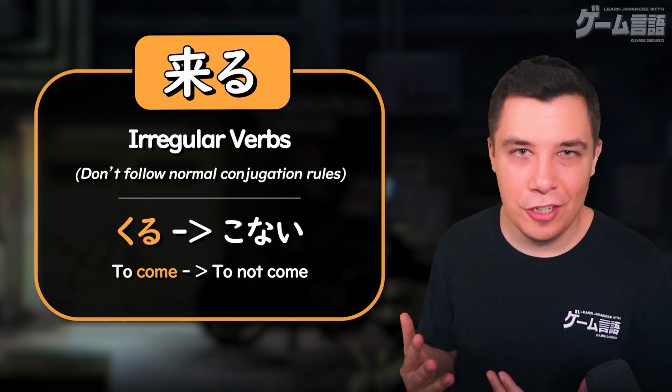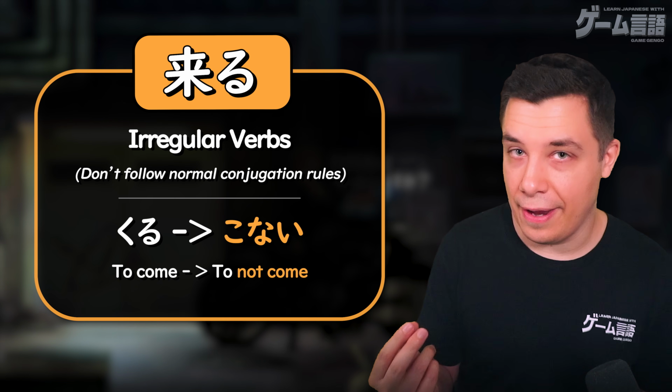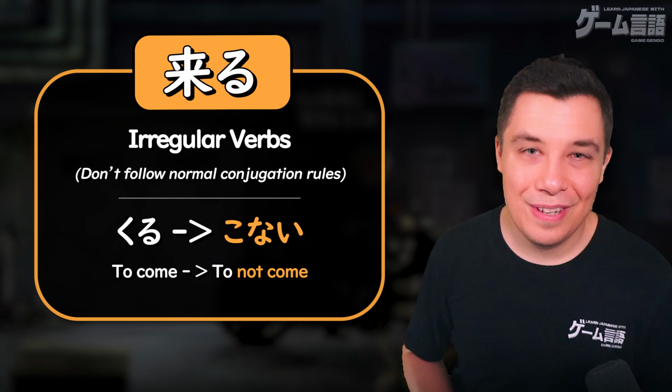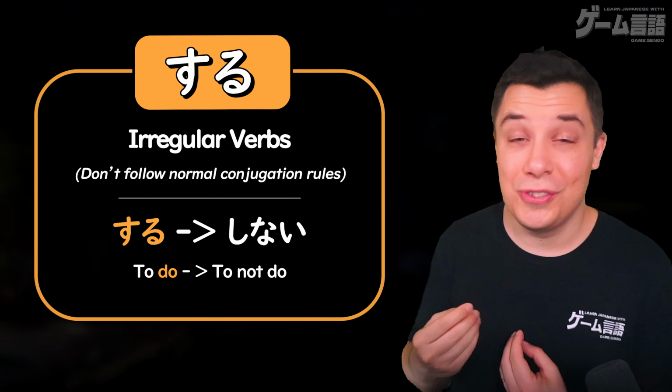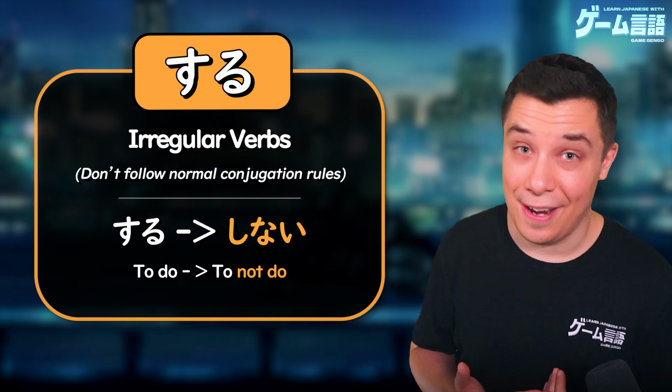The next irregular verb, kuru, to come, the negative form of this is konai, to not come. So kuru is the second irregular verb you need to be careful of. And then the final irregular verb is suru, to do. And the nai form of suru is shinai, to not do.